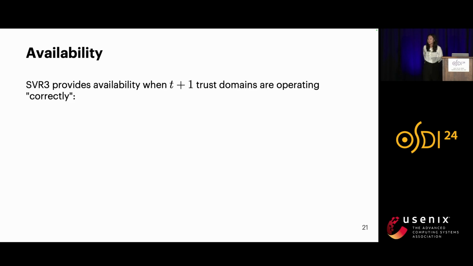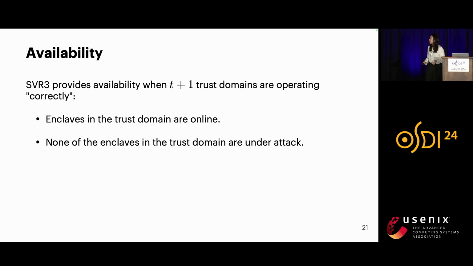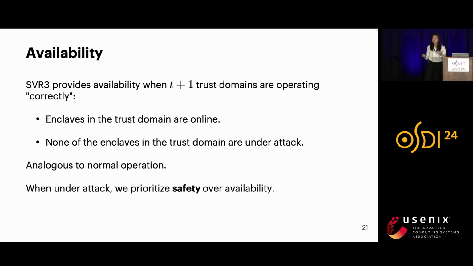With respect to availability, we provide availability when T+1 trust domains are operating correctly. And what that means is that the enclaves in the trust domain are online, and that none of the enclaves in the trust domain are under attack. This is analogous to what you can think of as normal operation. And this is because if we're under attack, we want to prioritize safety over availability because user secrets are very sensitive. But also note that in the types of attackers I've defined, Signal is one of them. You could easily deny service if you're Signal by just unplugging your deployment, just taking it down.